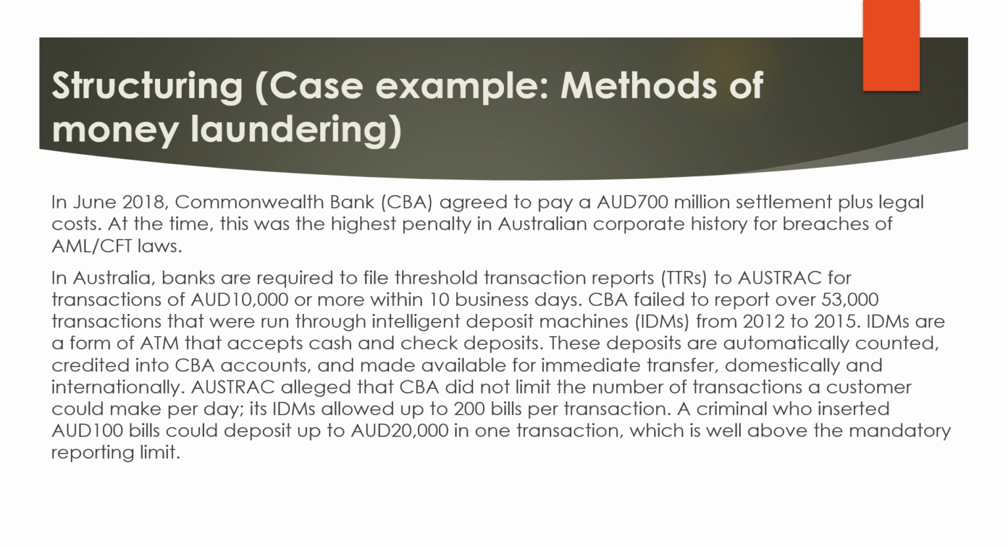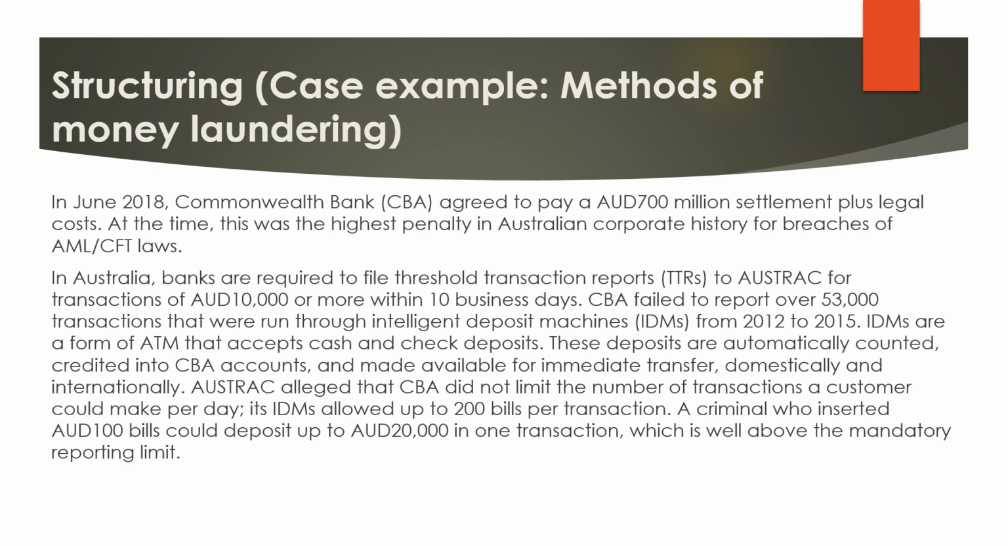AUSTRAC alleged that the CBA did not limit the number of transactions a customer could make per day. Its IDMs allowed up to 200 bills per transaction. A criminal who inserted 100 AUD bills could deposit up to 20,000 AUD in one transaction, which is well above the mandatory reporting limits.